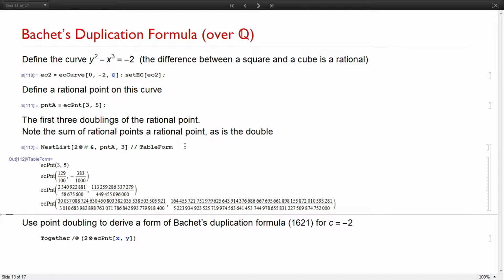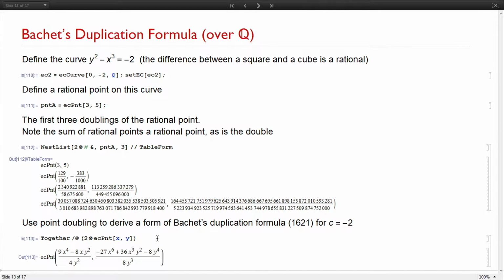But since, again, Mathematica has nice symbolic capability, I can actually apply this doubling to an arbitrary point and get back, instead of numbers, a formula that's, well, one form of the formula that Bachet discovered back in 1621. So the point addition and the point multiplication also work symbolically with reasonable limitations.